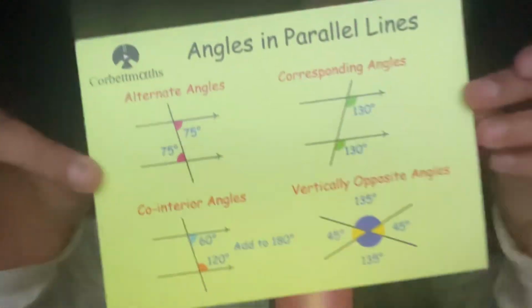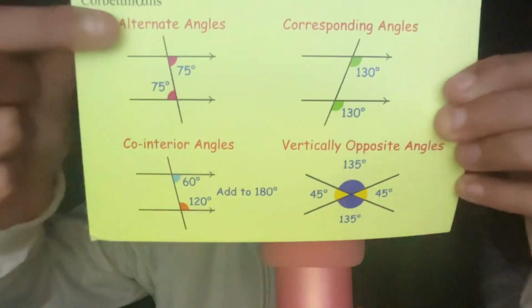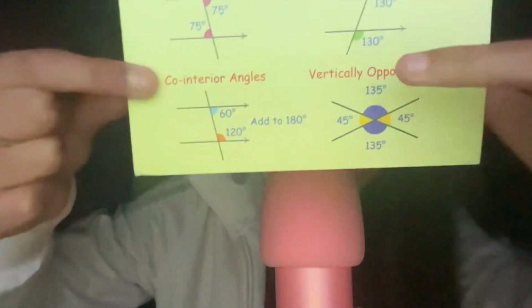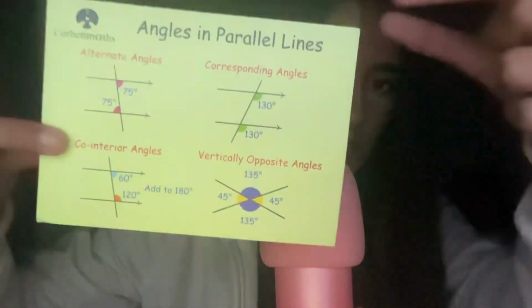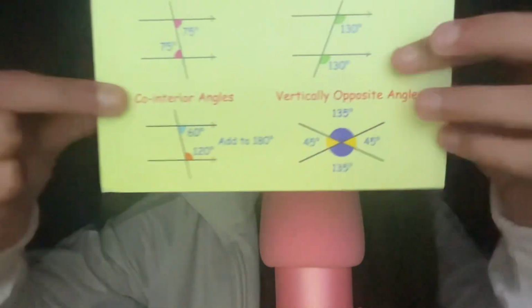Since GCSE season is on the horizon, I've got a stack of maths flashcards, and we're gonna go through some of them. So the first card we have is angles in parallel lines. This is reversed. So we have alternate angles, co-interior angles, vertically opposite angles, and corresponding angles.